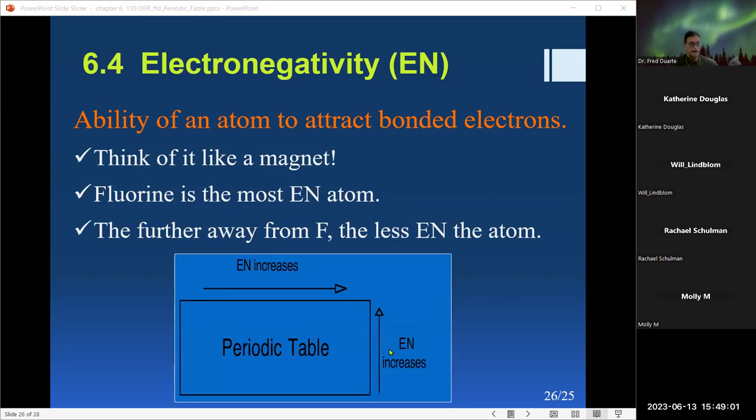Which brings us to the last property, and then we're going to call it a day. Now, this property is something that we really need to grasp because we're going to use it over and over again. It's not to be confused with IE, which is the ionization energy of an element by itself, and how much energy it takes to remove an electron. Electronegativity is a measure of an atom's affinity for bonded electrons. Well, what do I mean by bonded electrons?